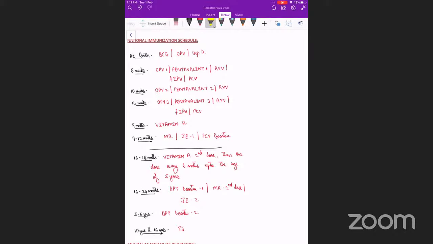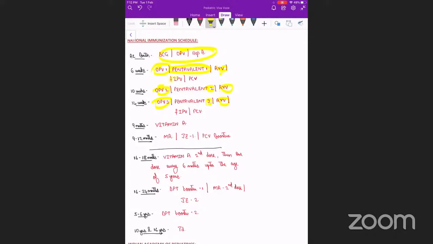Okay, so at birth, what do we give? BCG, OPV, and hepatitis B. Three vaccines to be given at birth. Next is at 6, 10, and 14 weeks. It is simple. OPV 1, 2, and 3. Okay, then pentavalent 1, 2, and 3. Next is the rotavirus vaccine 1, 2, and 3. Then is the pneumococcal vaccine and fIPV, which we give only 2.